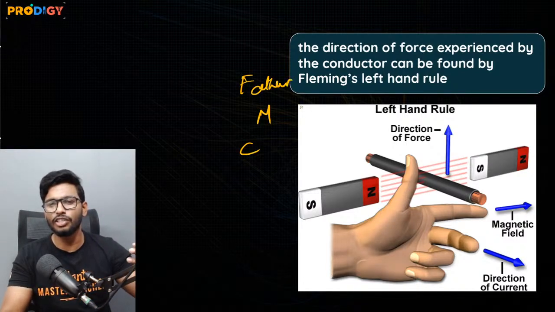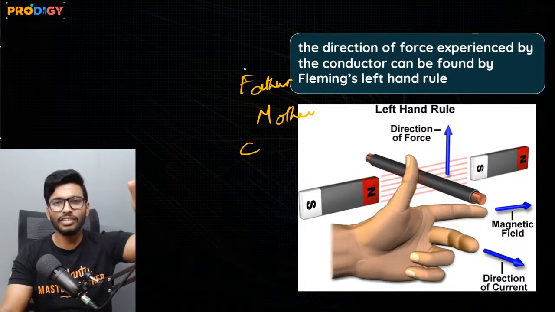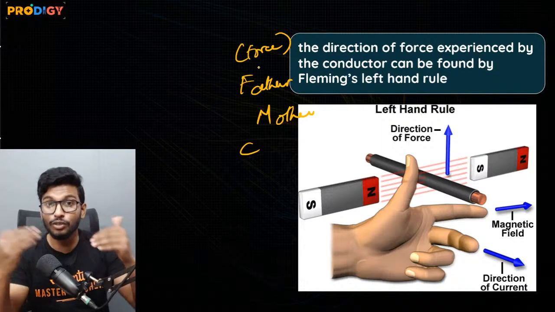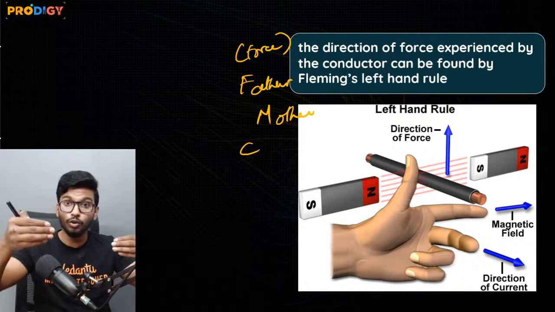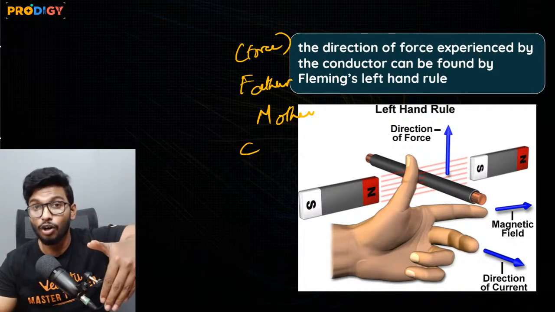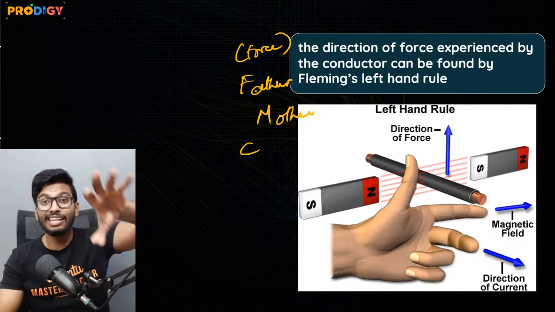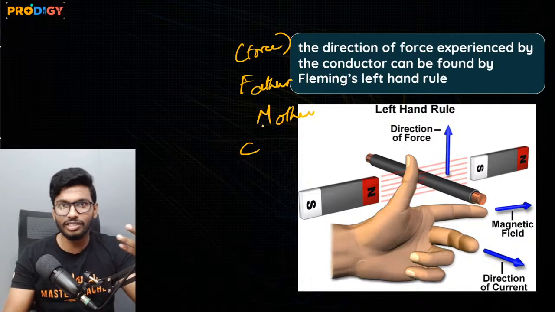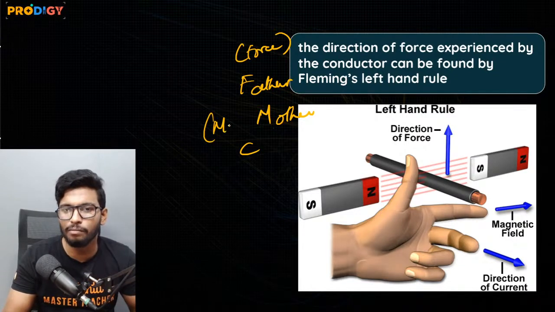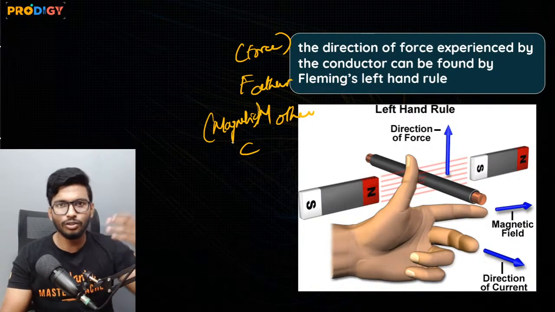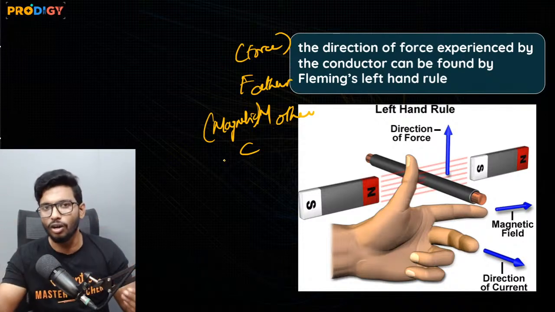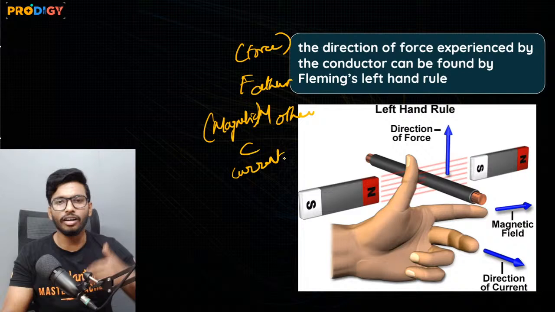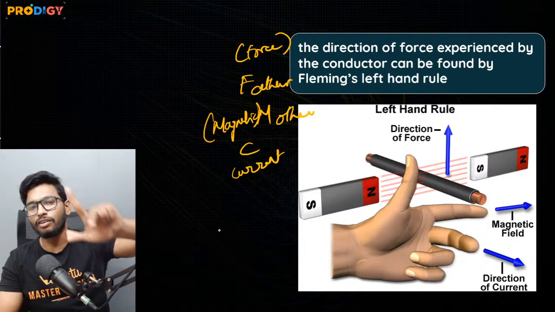So father, which is F, is the force. The direction of force on that conductor, in which way the conductor is going to swing, whether it's going to go towards the magnet or away from the horseshoe magnet. That direction is decided by the thumb. The mother, which is M, is the magnetic field. It shows the direction of the magnetic field, which is generally from north to south. And C is the current. Using your middle finger, you can find out the direction of the current.